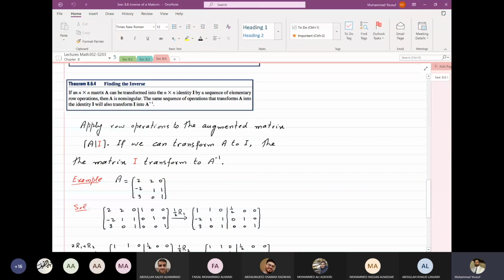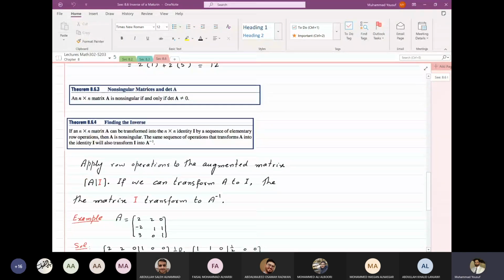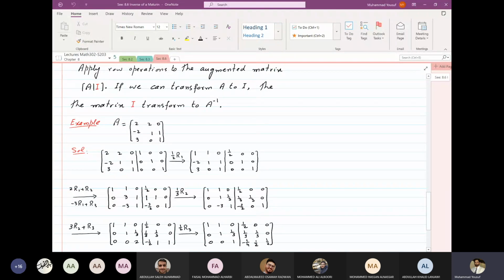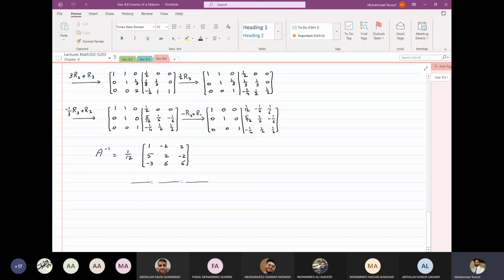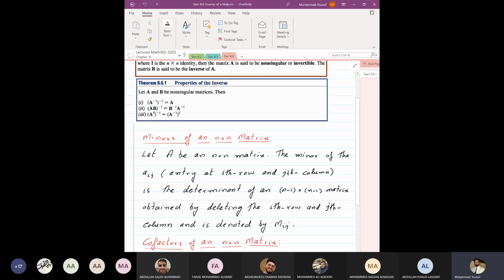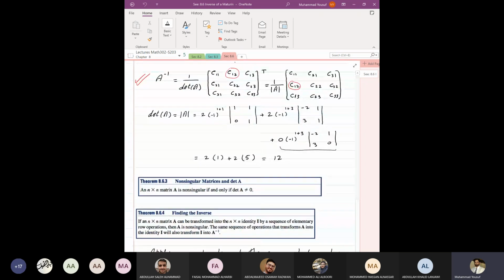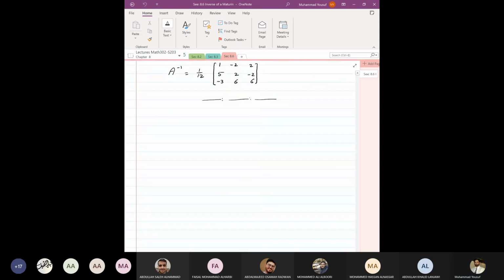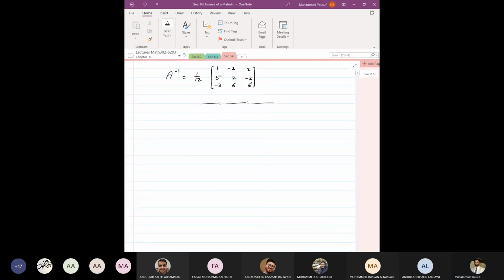To find the inverse of a matrix, we learned how to find the inverse using cofactors and also using row operations. Now, the next thing after this is some properties of inverse.